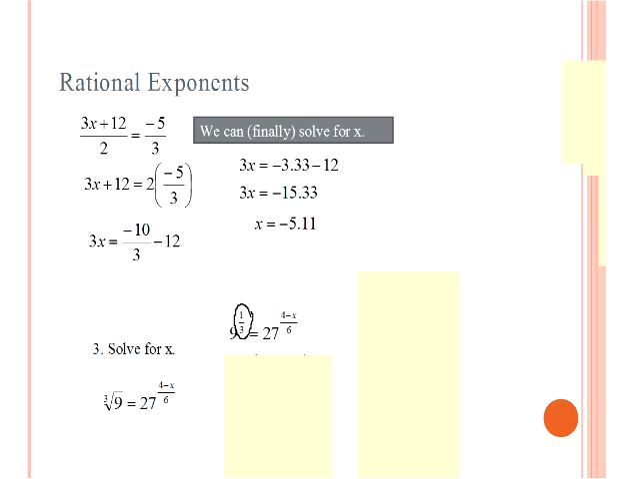Now I have powers of powers, so I multiply the exponents, top by top, bottom by bottom. It's important to note here that I'm taking the 3 and multiplying by 4, and then the 3 and multiplying by the negative x.